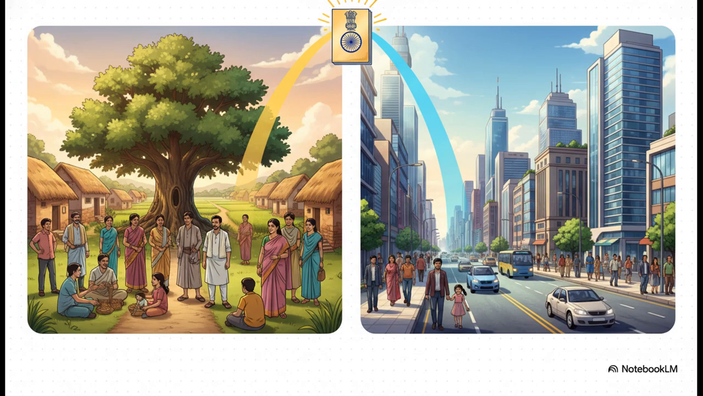What the government did was pretty smart, actually. They created two parallel tracks. The 73rd Amendment was all about rural areas. It set up the Panchayati Raj System and gave it a list of 29 specific jobs to do. At the exact same time, the 74th Amendment did the same thing for urban areas, creating municipalities with their own list of 18 functions. Just like that, you had a complete nationwide framework.